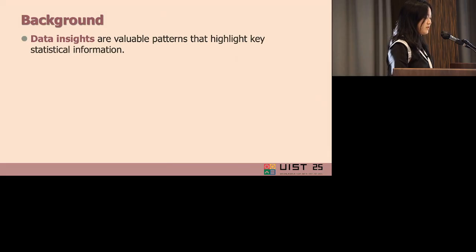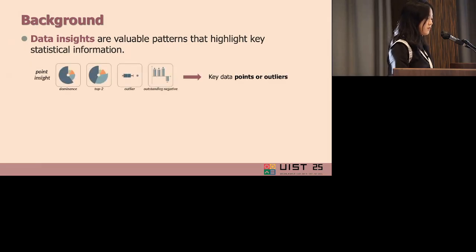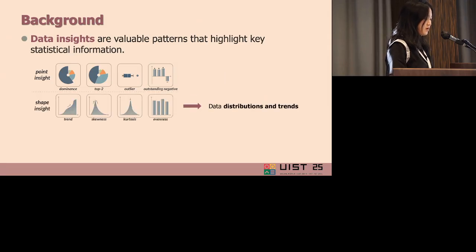Based on the scope and the perspective of data patterns, we divide them into three categories. The point insights capture key data points or outliers. It describes the characteristics of having several prominent data values within a subspace, including dominance, top two, outlier, and outstanding. The shape insights describe data distributions and overall trends within a data scope, including trends, skewness, kurtosis, and evenness.